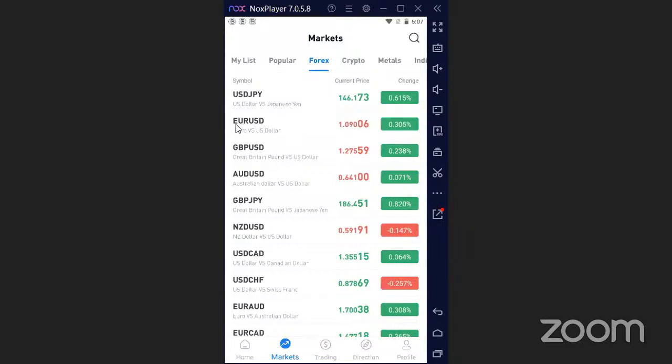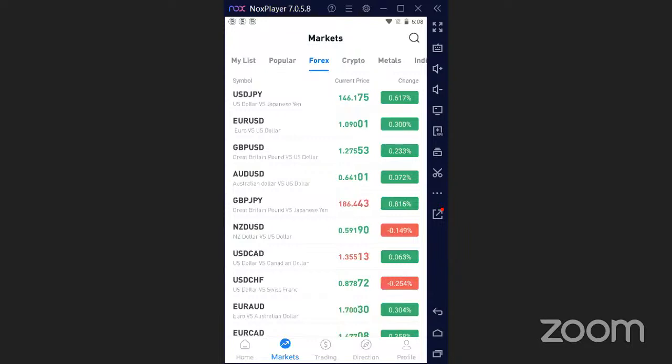Then we have the USD. This is euro against USD. Then we have the GBP, which is the Great British Pound against USD, the United States dollar. Then we have the AUD, which is the Australian dollar against the United States dollar. So those are just examples of how currency pairs are abbreviated in the forex market.